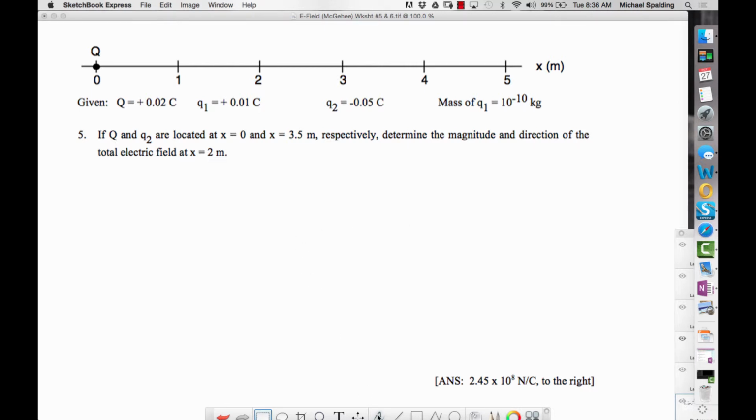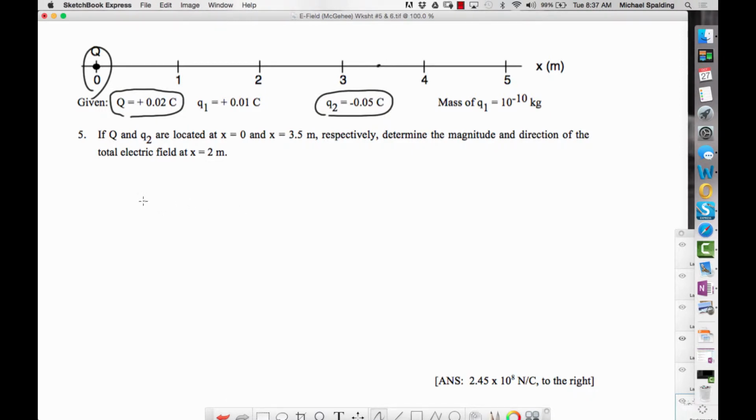Okay, so this is the Mr. McGehee electric field worksheet. 5 and 6 are, I think, the toughest ones on the worksheet. So here's number 5. So we have charge Q and Q2. So here's our given information. We got Q and then Q2 located at 0 and X equals 3.5, like right there.